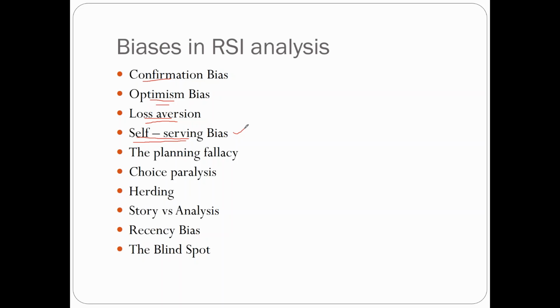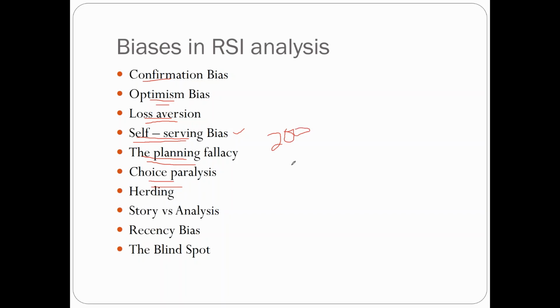All right. So this is the planning fallacy. Even when the RSI has given you a target of 300, when the prices are moving up and have reached 200, 250, and you see there is a resistance, as simple as that, take your profits and get out. All right. This is planning fallacy.